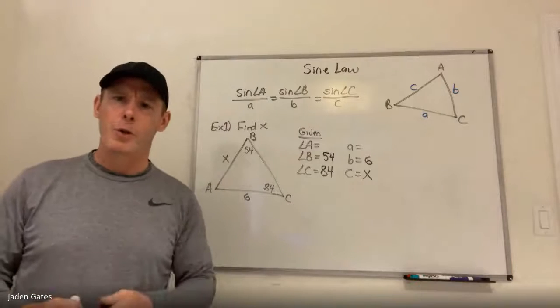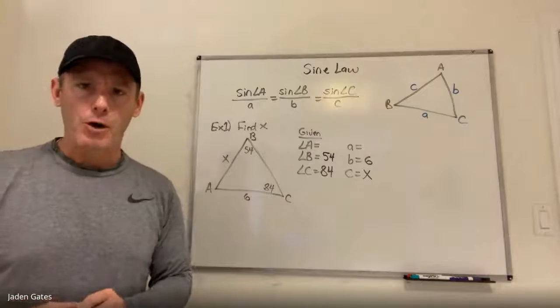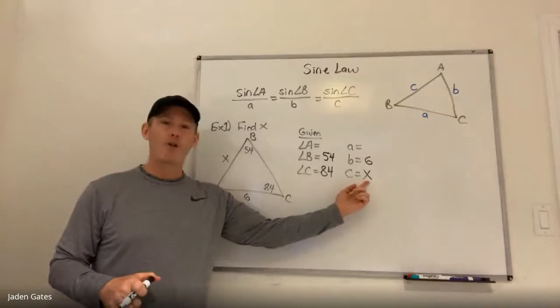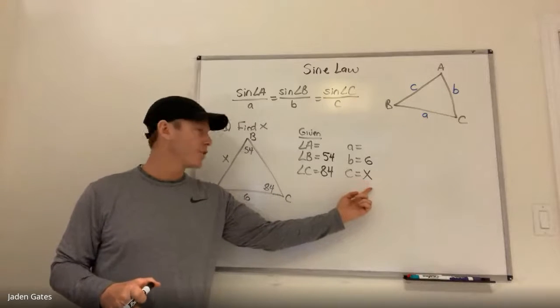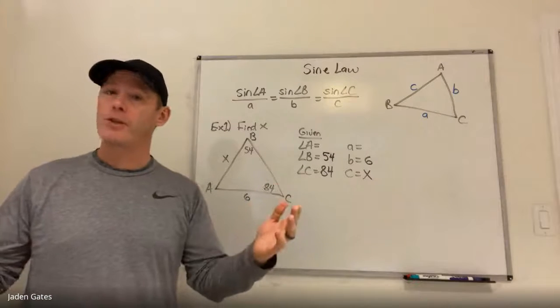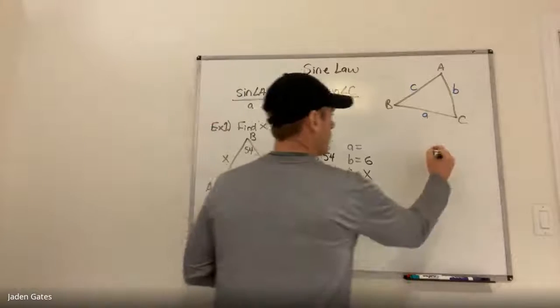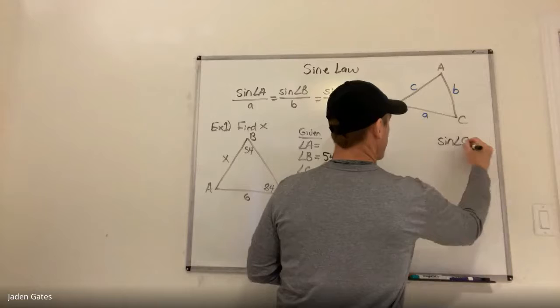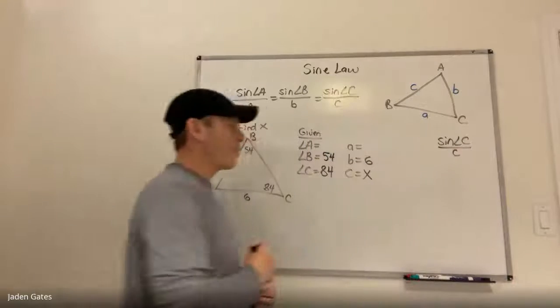Now, as I mentioned, in the sine law you only need to use two parts. So how do you figure out which parts you need? The first part you're for sure going to use is the part where you don't know what you're trying to find out. In this case, I don't know side C, so I have to use the C part. So I'm going to have sine angle C over little c. That's one part I'm going to use.